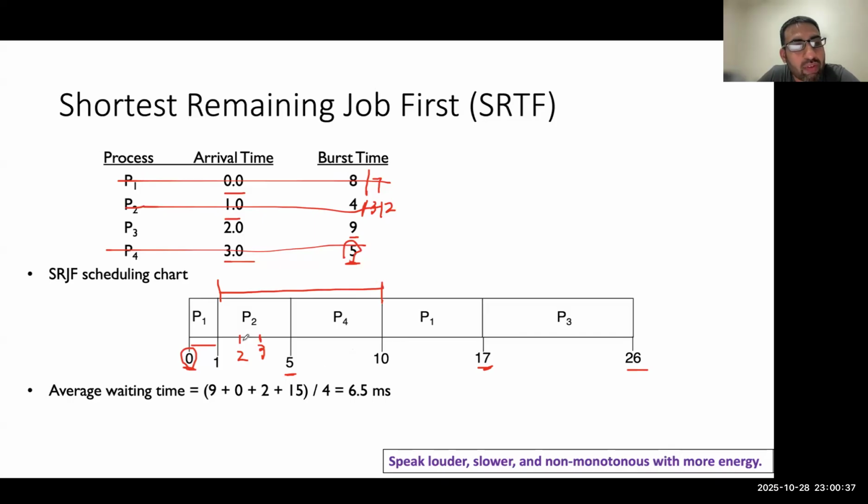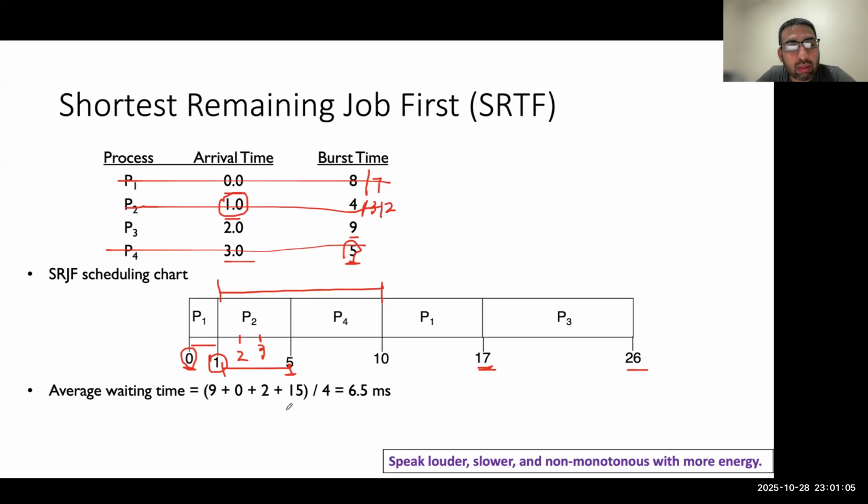For P2, it arrives at 1, right? It starts running at 1 and it completes here, right? So its waiting time is 0. It arrived at 1 and it started running at 1. P3 arrived at 2 and it started running at time 17, right? So 17 minus 2, 15.